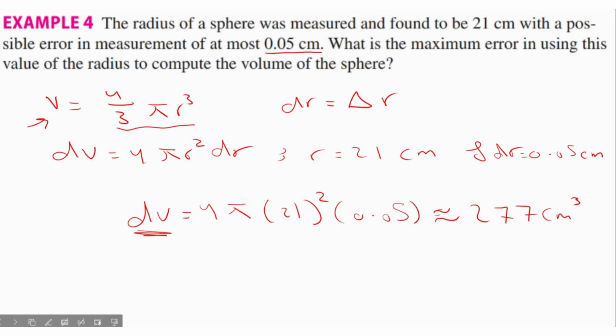So this is using the differential. We could know the maximum error using the radius that might have an error in measurement of at most 0.05 centimeter.